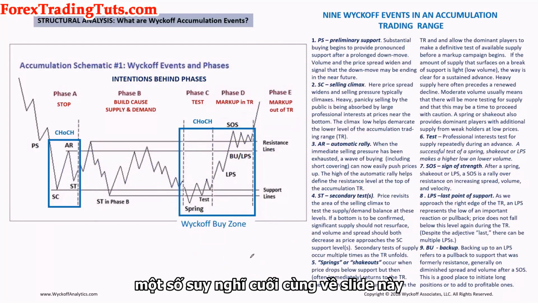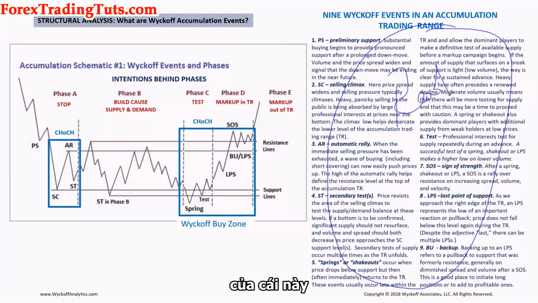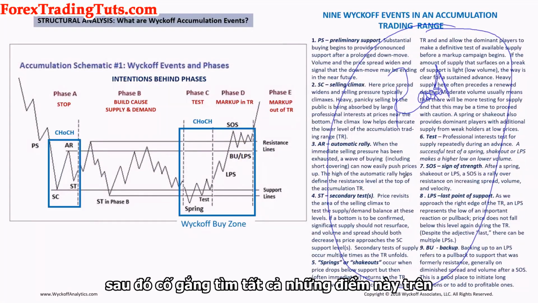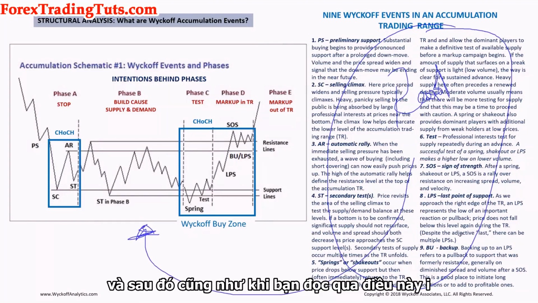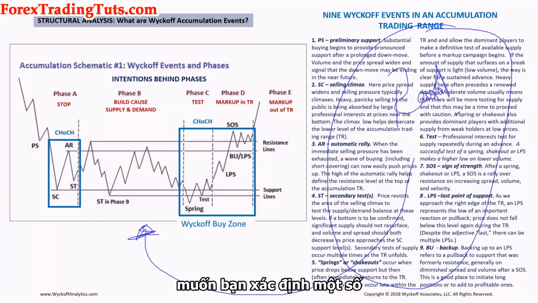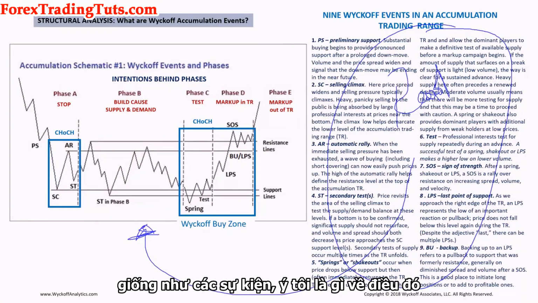Some last thoughts on this slide. First of all, I want you to read all of this. This is your homework. So read all of this. Then try to find all of these points on the schematic. And then also, as you read through this, I want you to identify certain characteristics that are going to be useful in identification of all of these Wyckoff events. What do I mean by that?